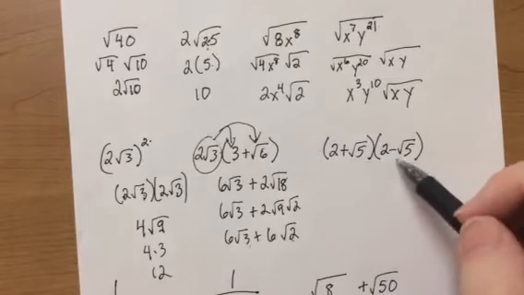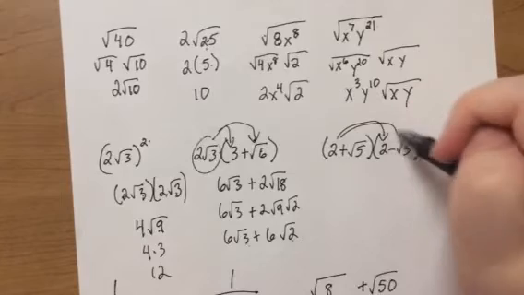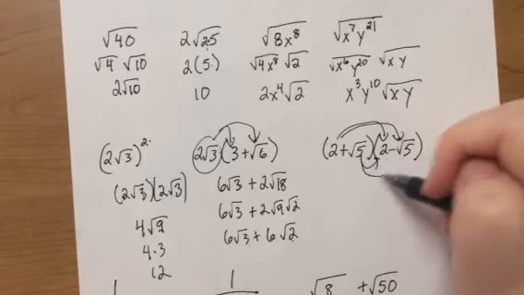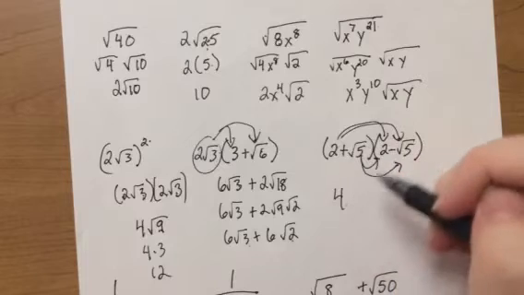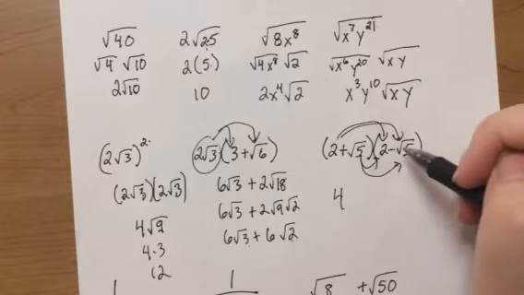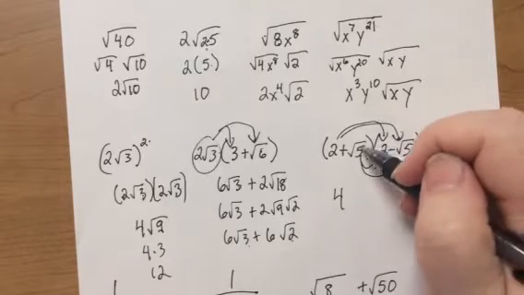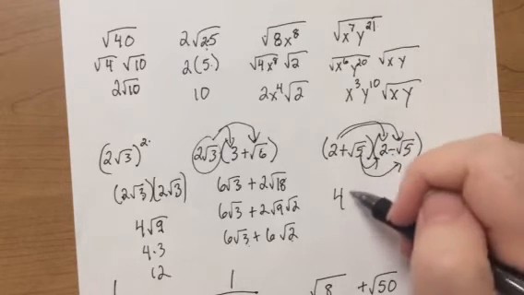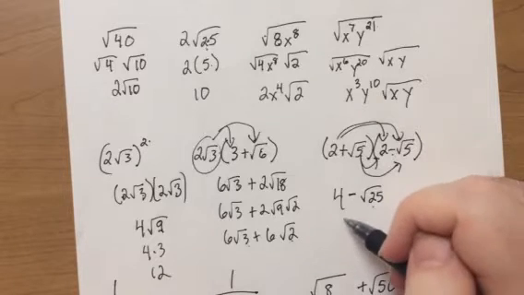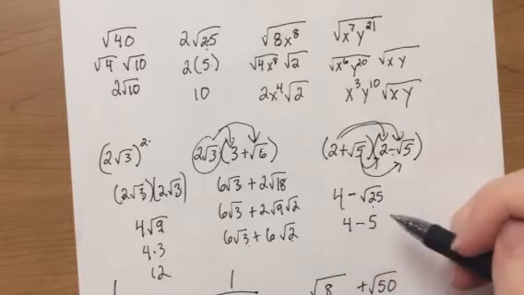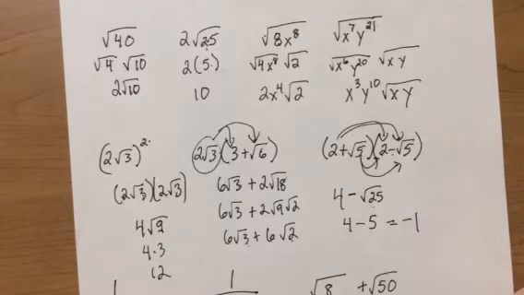Now, I see a plus, I see a minus, so I'm going to FOIL it. Now, if you want to do it the long way, that's fine with me. I'm not going to be mad. But 2 times 2 is 4. 2 square root of 5 minus 2 square root of 5 is 0, so that drops out. Square root of 5 times a negative square root of 5 would be negative square root of 25. And the square root of 25 is 5 because two 5's multiplied together equal that. So the answer is negative 1.